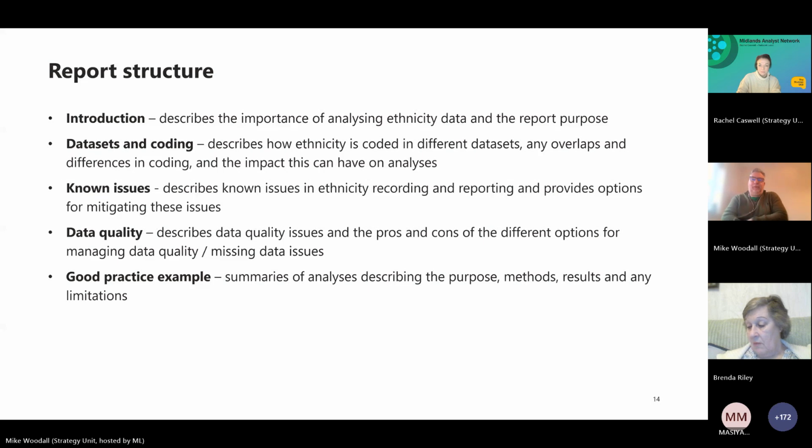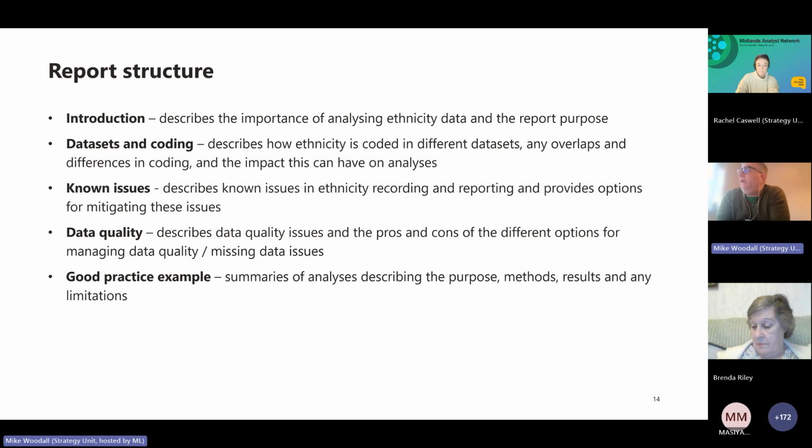So this is really brief. These are our initial thoughts on how we would structure the report, and I've got some questions that come out of this. We'd provide an introduction in the report that describes the importance of analysing this data, the purpose and the background, and includes links back to the plan that we've already done, the improvement plan. So it would focus on that.